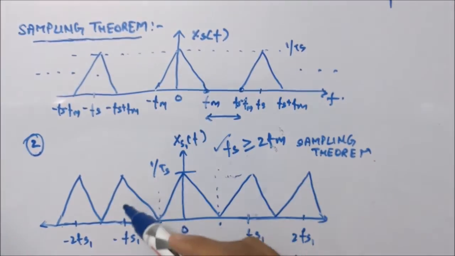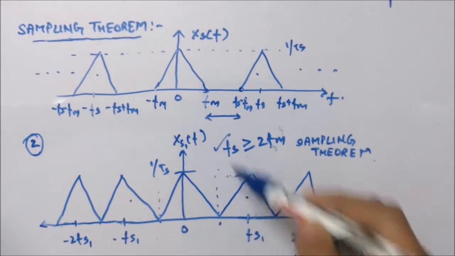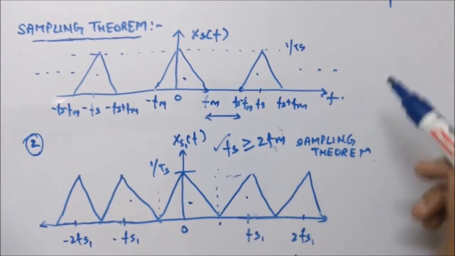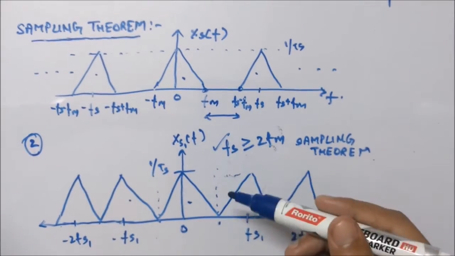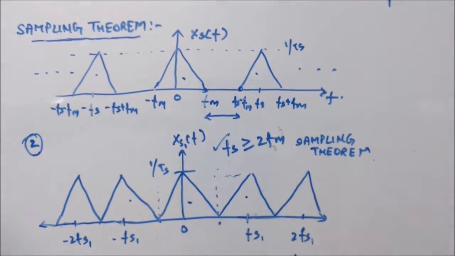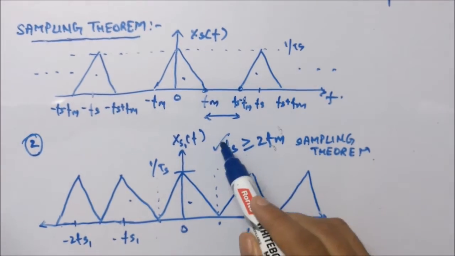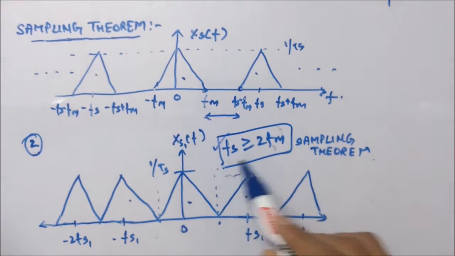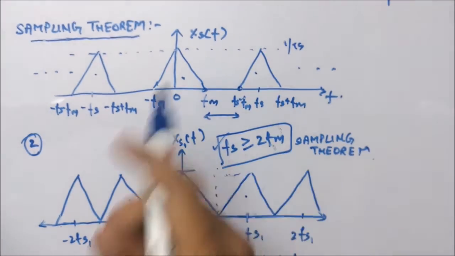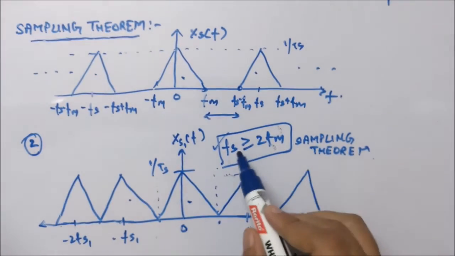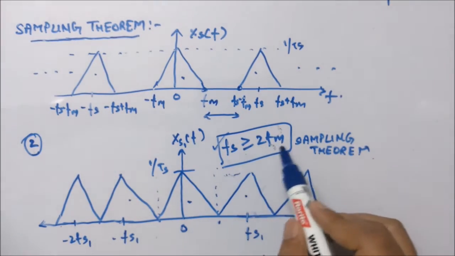So this signal is this one, and this one is this. Likewise, other parts will include here. So in both the cases, you are able to recover your original signal. So this is what we have learned in the sampling theorem. Now my third case will make everything clear, when fs is less than 2 fm.